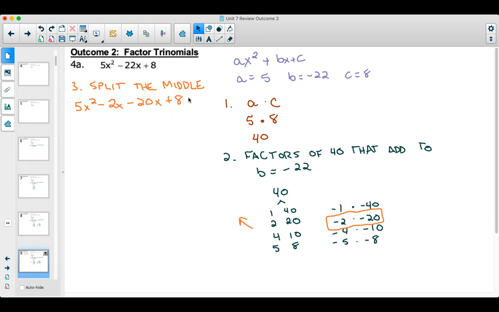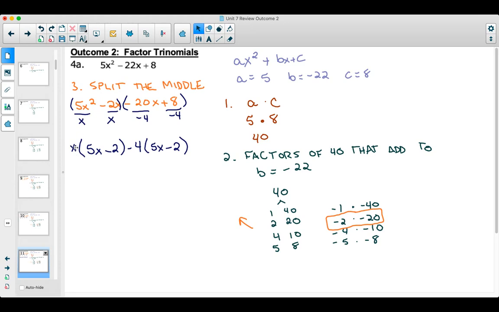Next, we're going to split the problem into two parts and find our GCF. So for the first half, the only thing I can divide both of these two terms by is x. And then over here, the only thing I can divide these two terms by is negative 4. I can divide by 4, but because this first term is negative, I have to make it a negative 4. All right. My GCF goes outside of parentheses, and then I divide. 5x squared divided by x leaves me with a 5x. And then negative 2x divided by x, the x's cancel, and I have a negative 2 here.